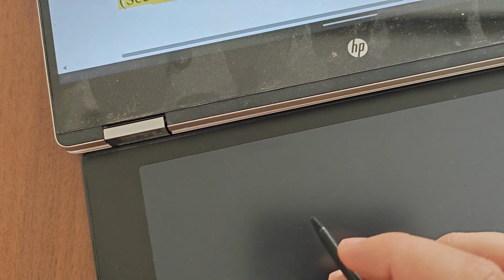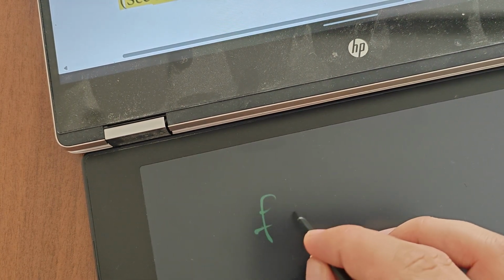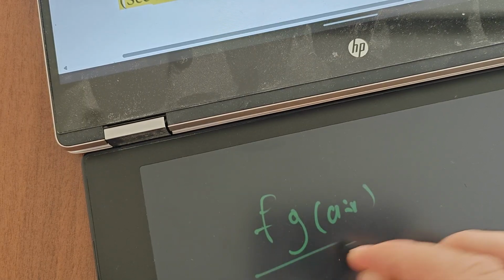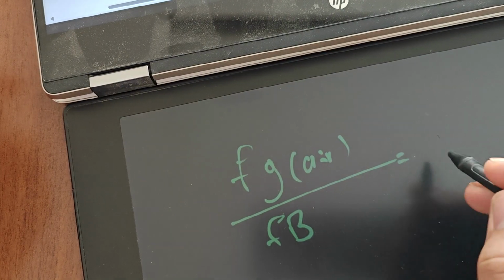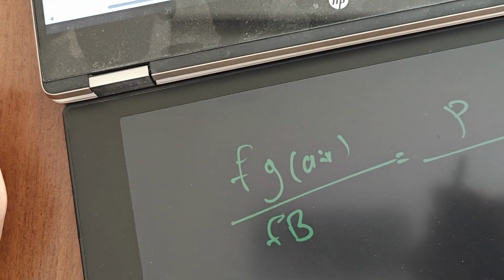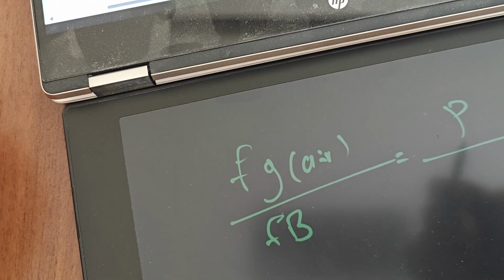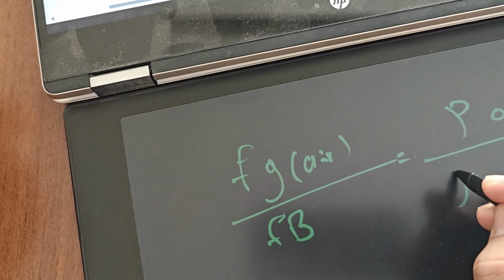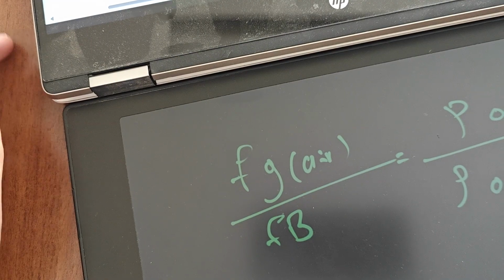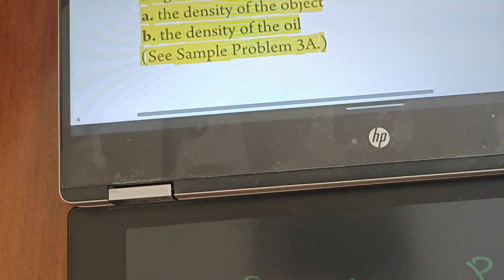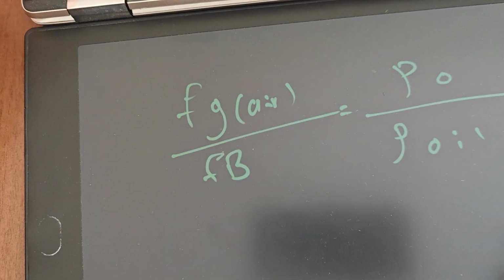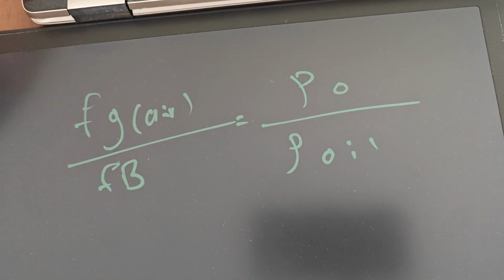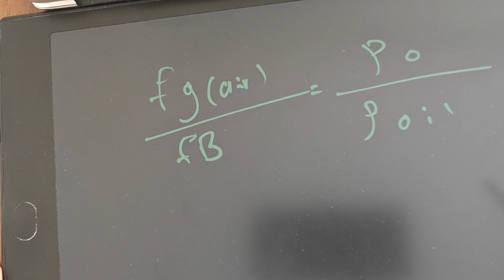First of all, write down the rule again. Fg of the object in air over buoyant force is equal to the density of the object over the density of the oil. Because part B of the question says find the density of the oil, be careful: instead of writing the density of the water here, we have to change it to the density of the oil. Good. We need to find this density of the oil.